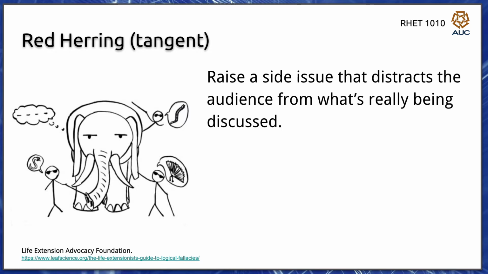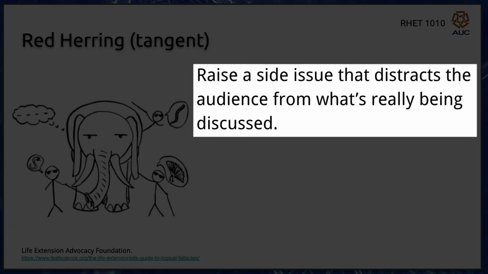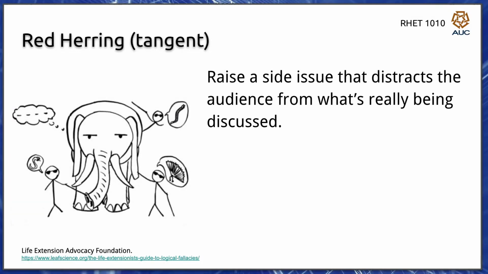Number 10, the red herring, also known sometimes as a tangent. In the red herring, you raise a side issue that distracts the audience from what's really being discussed. This is another one that happens quite a bit. Just as somebody's going down a logical progression in their argument, when they hit a point where they can't support it that much, they might raise a side point that really isn't that related, but it distracts the audience from what's being discussed. Let's take a look.